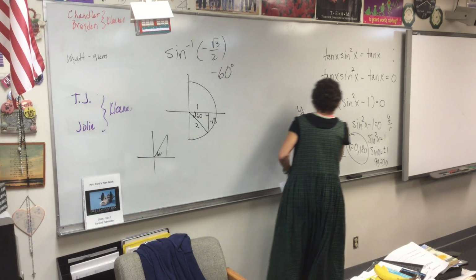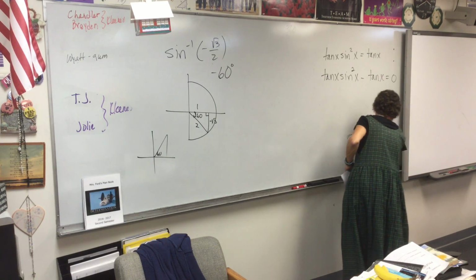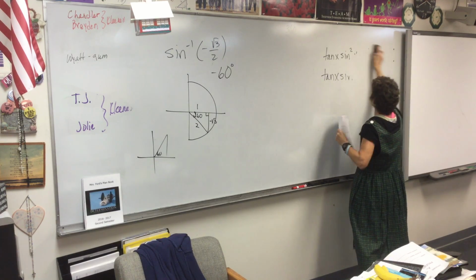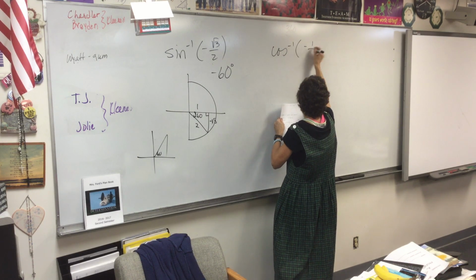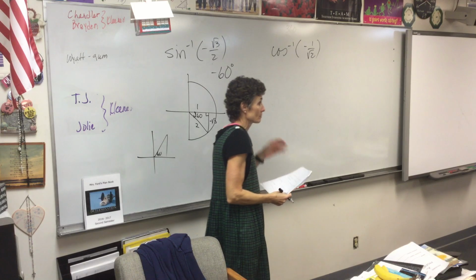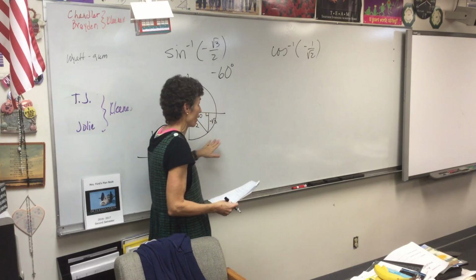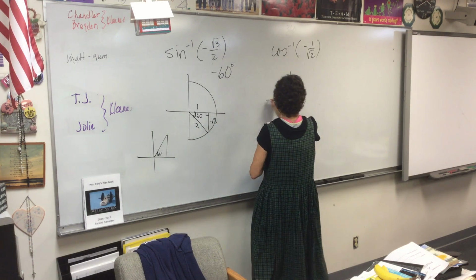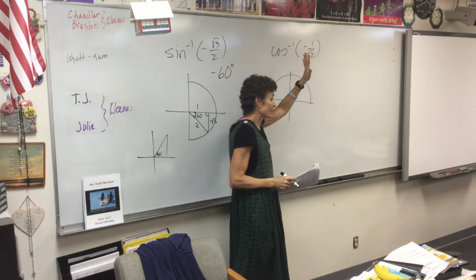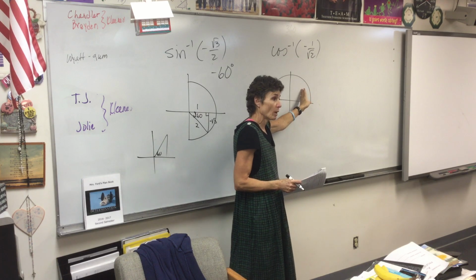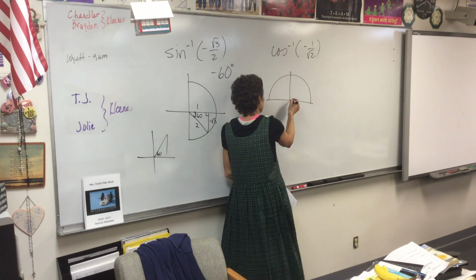How about the next one? The next one says, find the angle whose cosine is negative 1 over root 2. Okay? Now, this is a cosine, so it's not this part, it's the top part. So we're going to look here and here. Since that number's negative, it's just like the last one. If it's negative, are you going to put it in quadrant 1? No, because there's no negatives in quadrant 1, right? So we're going to put it over here.